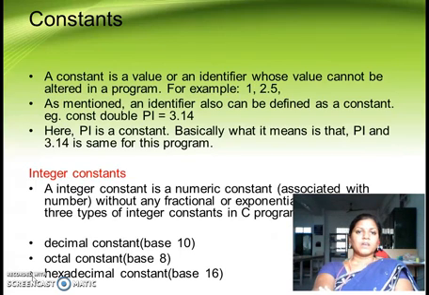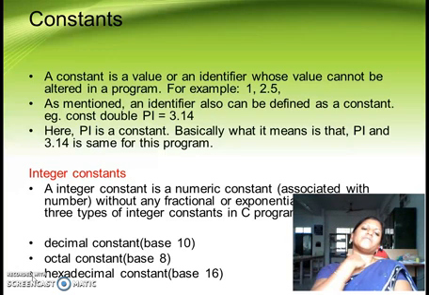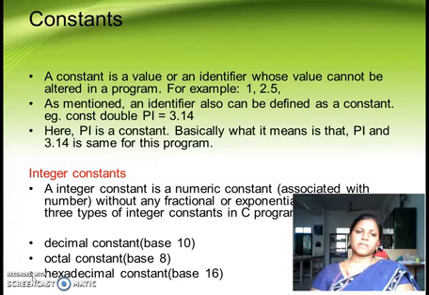Next, constant. A constant is a value or an identifier whose value cannot be altered in your program. We cannot change anything, it is only the constant. For example, 1, 2.5 cannot be changed. Pi is 3.14, so pi is a constant. Basically it means that pi and 3.14 are the same for this program. Next is the integer constant. An integer constant is a numeric constant without any fractional or exponential part. There are 3 types of integer constant. First is the decimal constant, second is the octal constant, third is the hexadecimal constant.